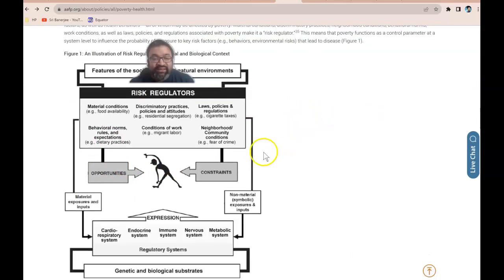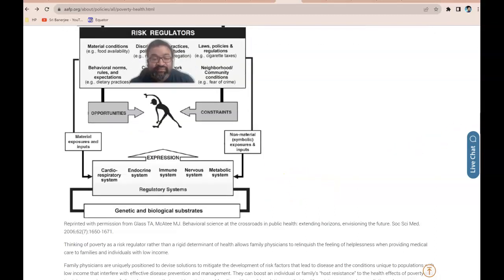Reversing a lot of these can actually help. And then when you have exposures and inputs, what you have to look at is the regulatory systems on the biological level and the genetic level: cardiorespiratory system, endocrine system, immune system, nervous system, and metabolic system. All of these, when they're expressed, have regulatory impact, mostly negative, within the person.